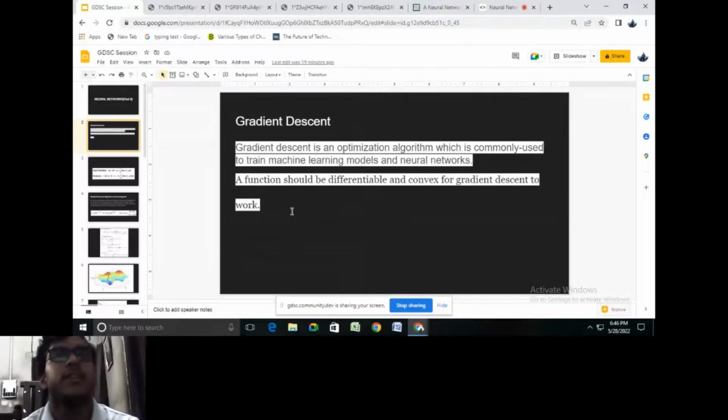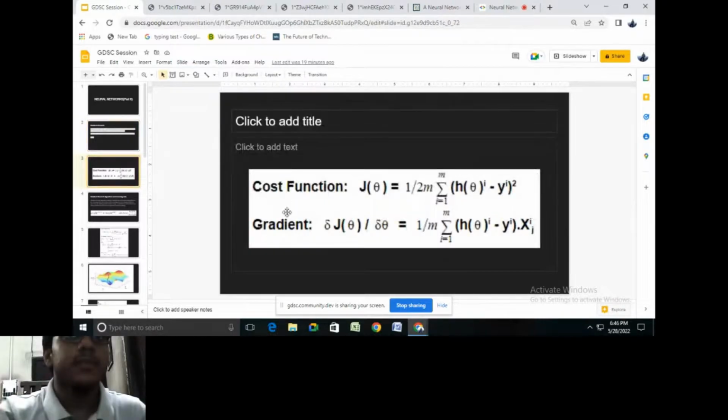Why should it be that the function should be differentiable and convex? We will address this question a little bit later. First, we ought to know what the gradient descent algorithm will work on. So this here is the cost function. I guess you know what the cost function is. The cost function is what helps us to give the error margin while training.